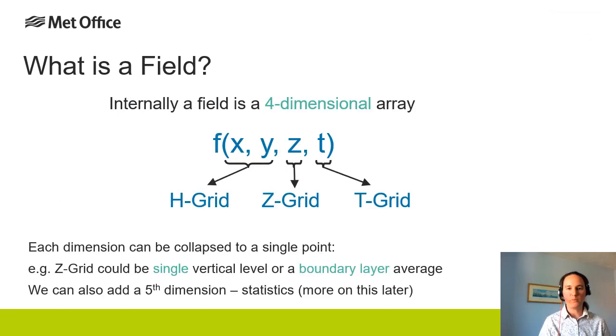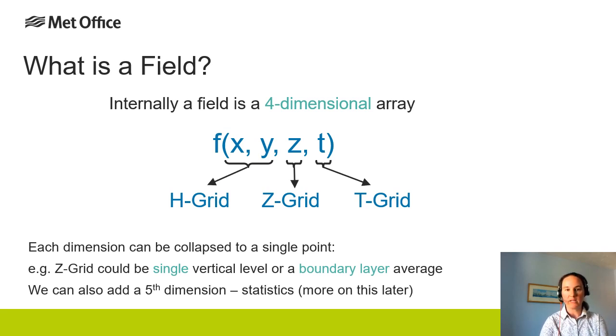So first of all, what do we mean by a field output? Well, internally in NAME, a field is a four-dimensional array. So it consists of the four dimensions x, y, z, and t. It has an H grid, a Z grid, and a T grid. Now, for any particular data set, each of these dimensions might be collapsed to a single point. So instead of having a Z grid with a range of z values, we may have a single vertical level or a boundary layer average.